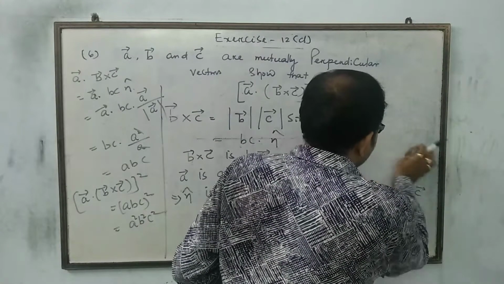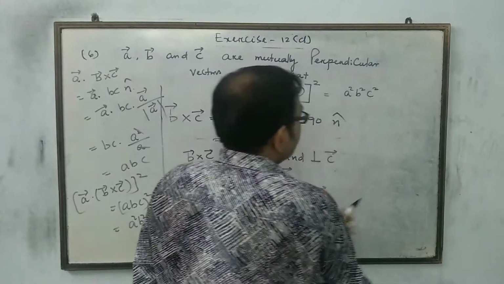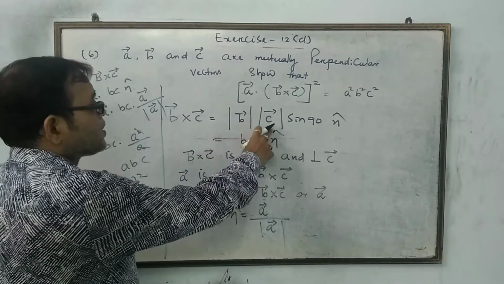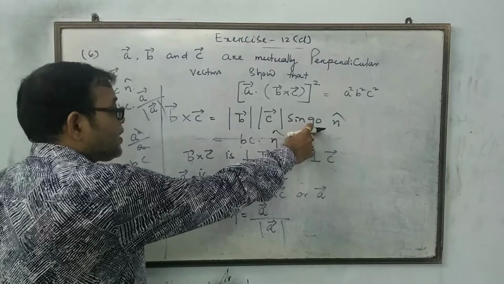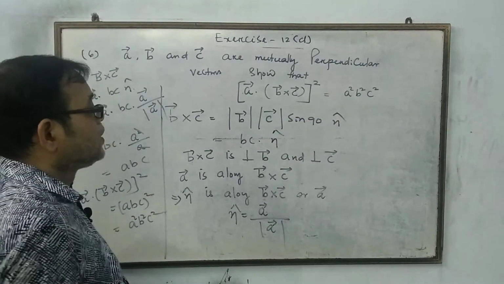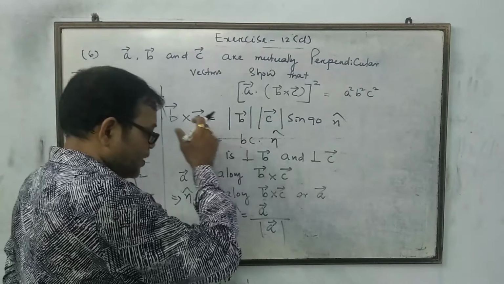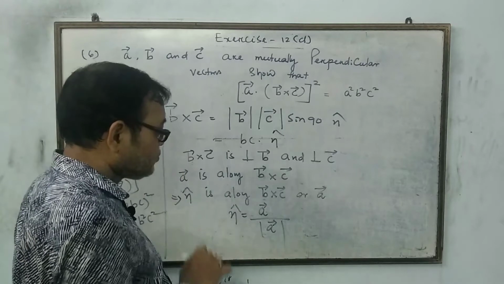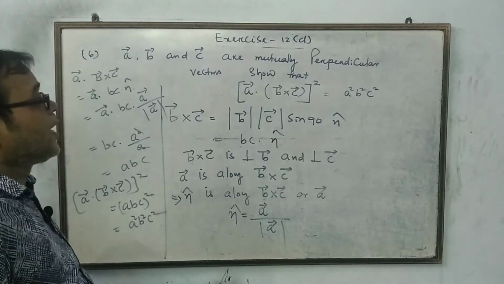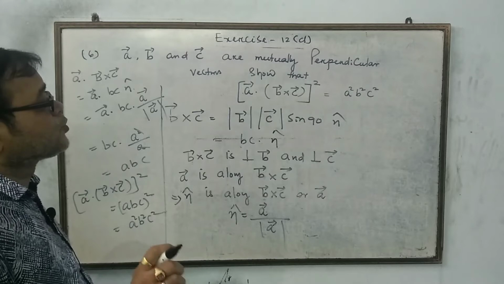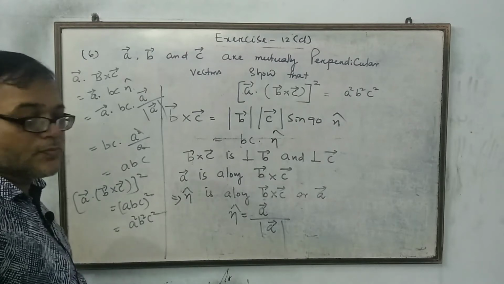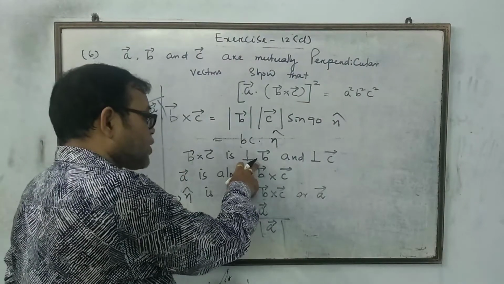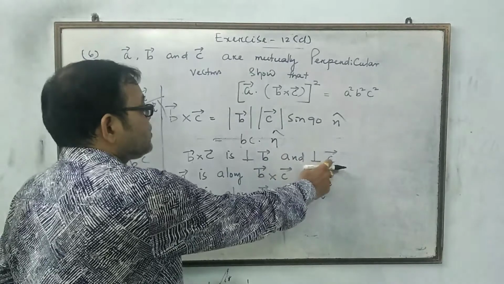So when B and C are perpendicular to each other, then B cross C would be magnitude of B into magnitude of C into sin theta, sin 90, into n cap. I have written here magnitude of B and C into n cap. The question is, A, B, C are mutually perpendicular vectors. If I say B cross C, then B cross C is perpendicular to B and also perpendicular to C.